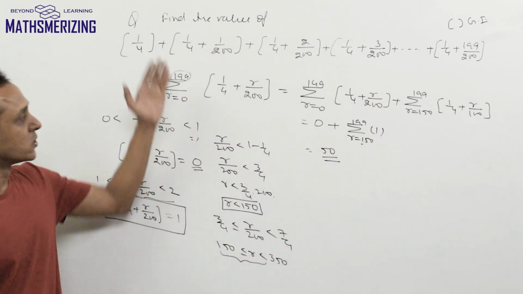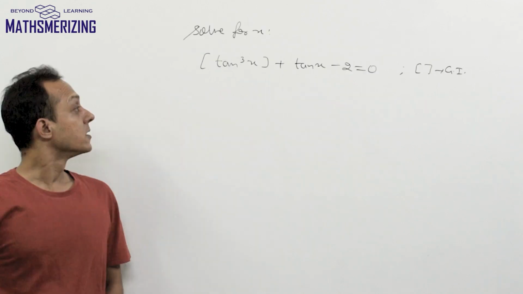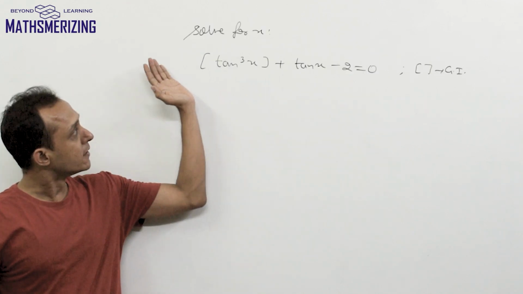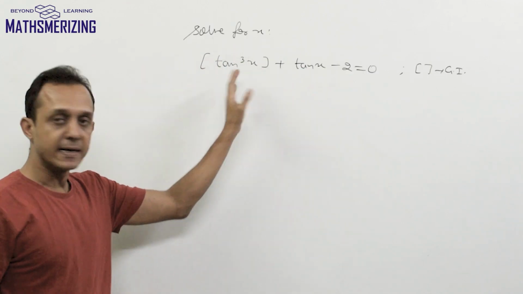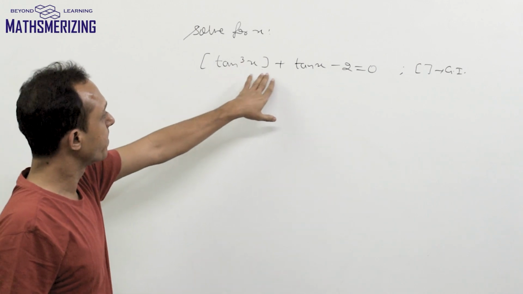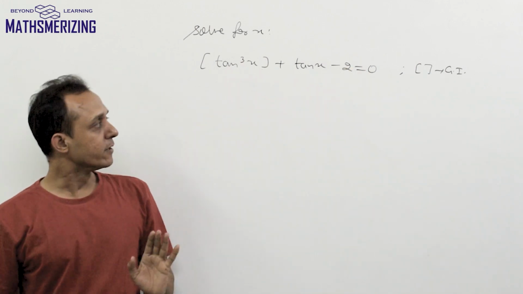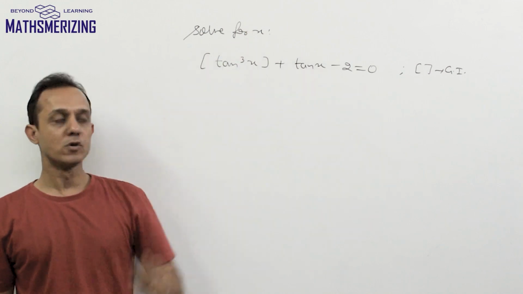So the answer to this question is 50. Let us take up an example. It's a trigonometric equation and it says the greatest integer function of tan cube x plus tan x minus 2 is equal to 0, and we need to solve for x.